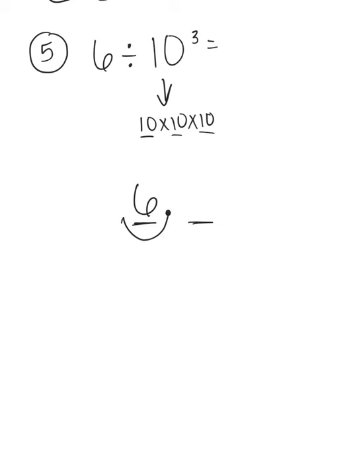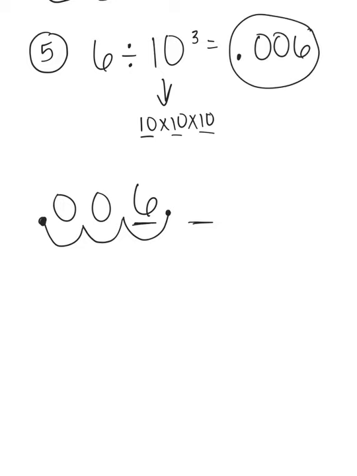So 1 power of 10, 2 powers of 10, 3 powers of 10. Move your decimal there. Fill in the tenths and the hundredths place with zeros. And 6 divided by 10 to the third power is 6 thousandths.